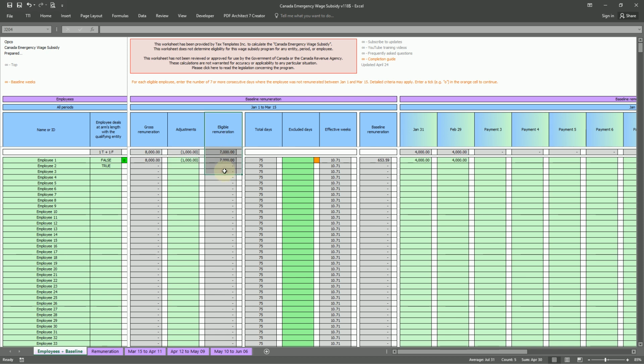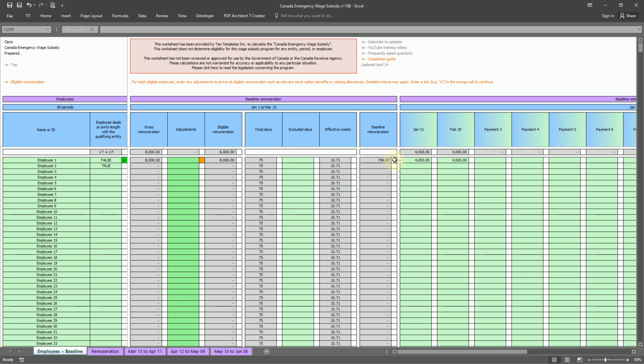The worksheet also includes the total days between January 1st and March 15th, 75 of them, and divides the total by 7. In situations where an employee was not remunerated for 7 or more consecutive days, you can include the number of days and the worksheet will recalculate the effective weeks. To determine the baseline remuneration for each employee, the eligible remuneration is divided by the effective weeks.